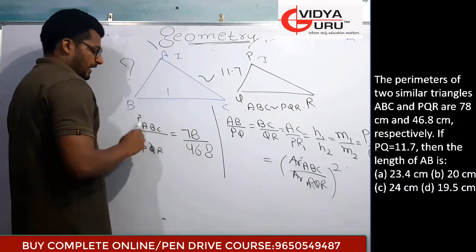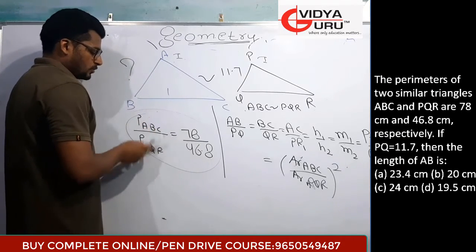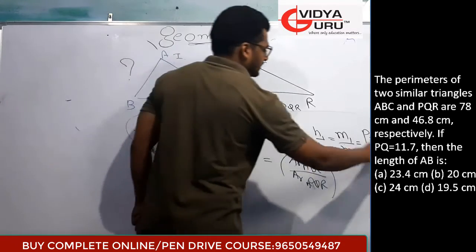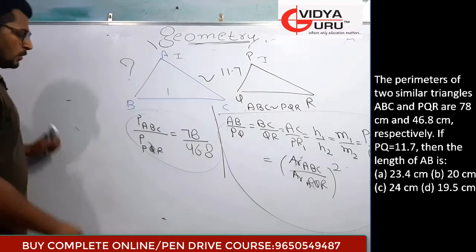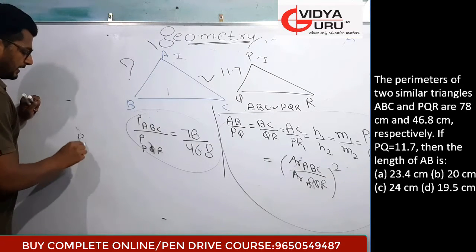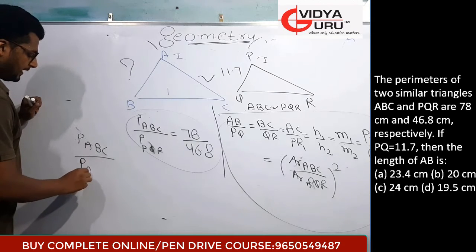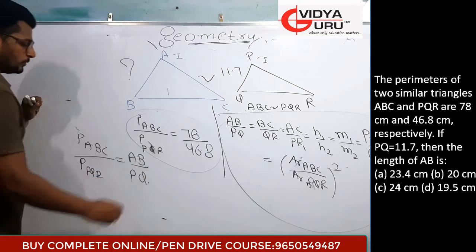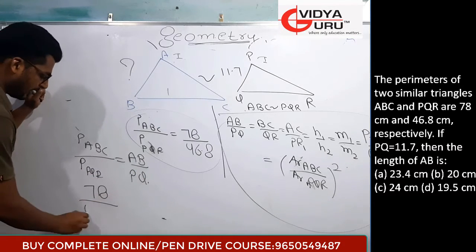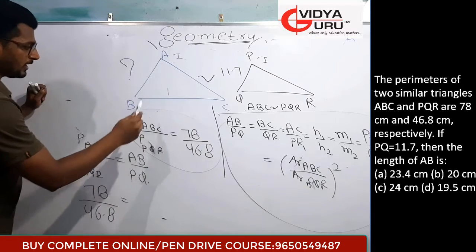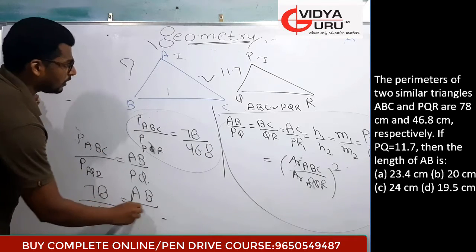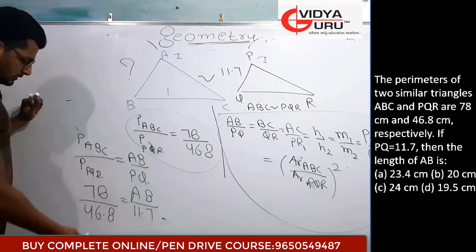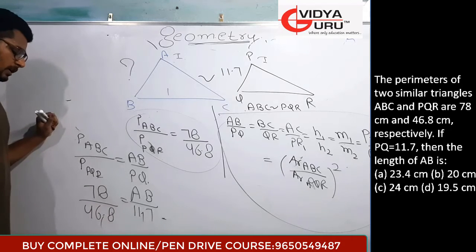In this question, perimeter is given, so the ratio of perimeter will be equal to the ratio of sides, because all these things are in proportion. So perimeter ABC upon perimeter PQR will be equal to AB upon PQ. What is given? 78 by 46.8. AB is asked, and PQ is 11.7.